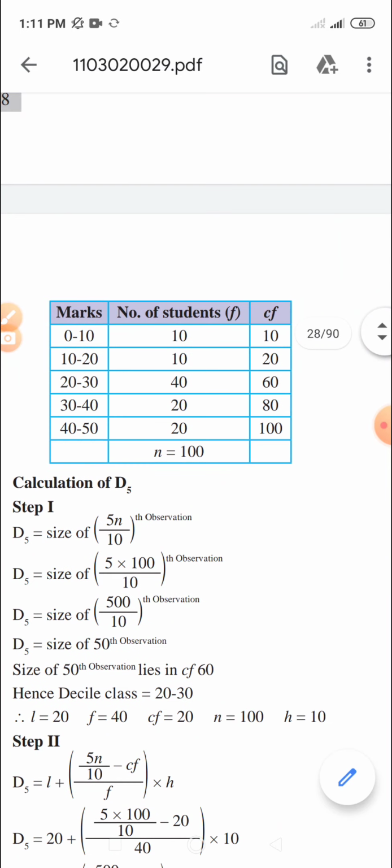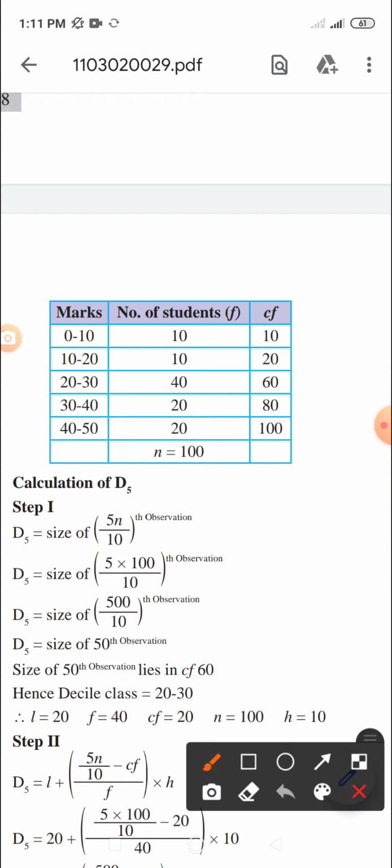So first step, arrange the data as per ascending order. Next step, write down the frequencies of that particular class in front of that class, that is 10, 10, 40, 20, 20. Next step, find out the value of n, that is the total of frequencies: 10 plus 10, 20, 20 plus 40, 60, 60 plus 20, 80, 80 plus 20, 100.